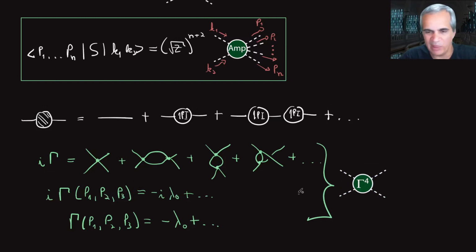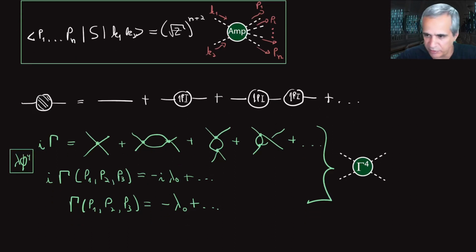Usually when I am within the context of this lambda phi 4 theory, I don't need to name this guy gamma 4 because it's the main vertex function I'm interested in, so I don't need to name it. But it is a gamma 4, right? It's intrinsically a 4-momenta vertex function. Say another theory that we have seen before is QED, right?